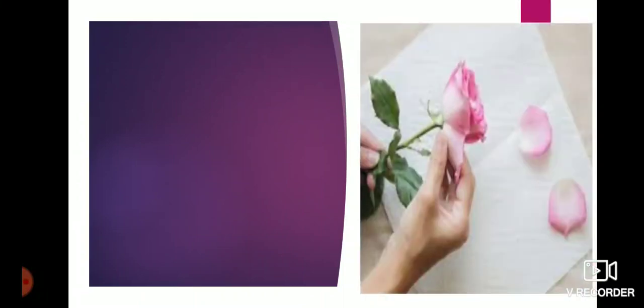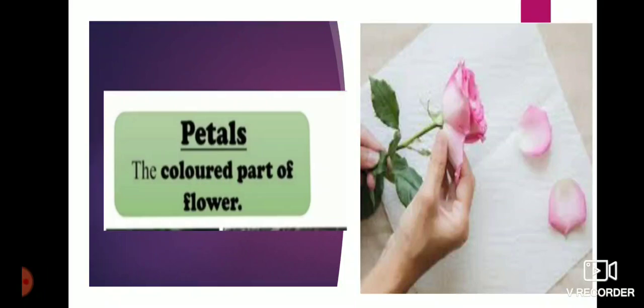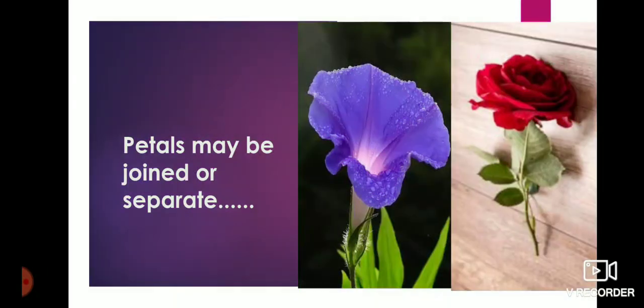Can you tell me which is the colored part of the flower or the most prominent part? Yes, we call it petals. The colored part of a flower is petals. Petals can be joined or separate. In a bell flower, petals are joined, while in a rose flower, petals are separate.